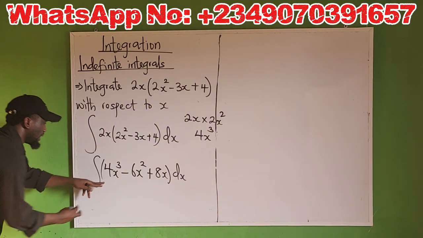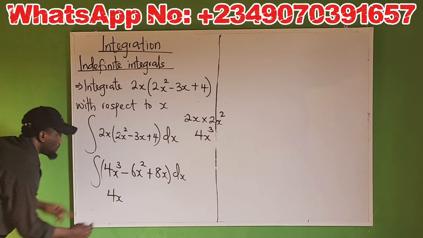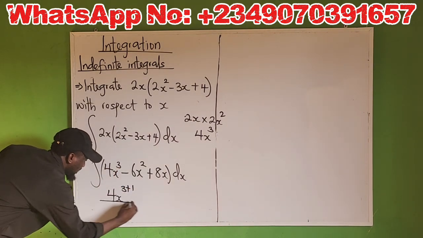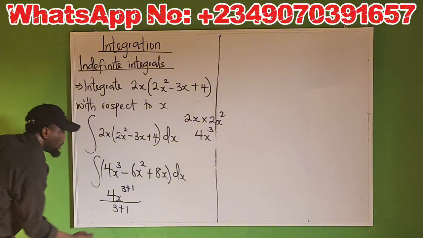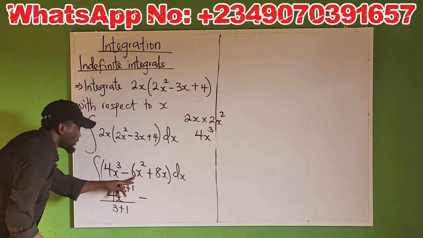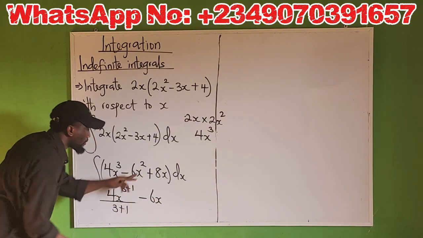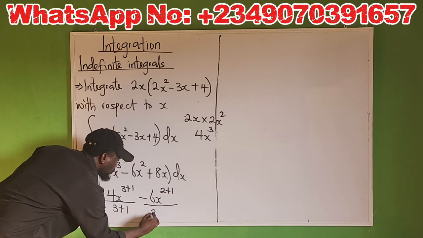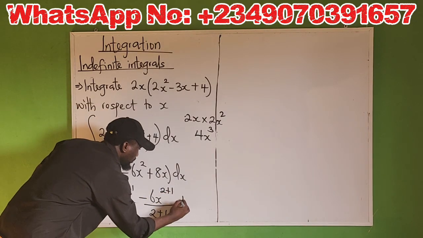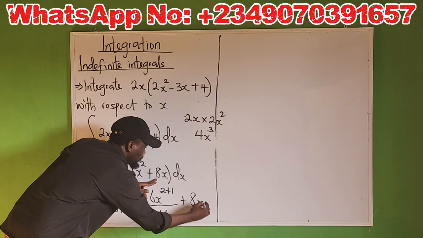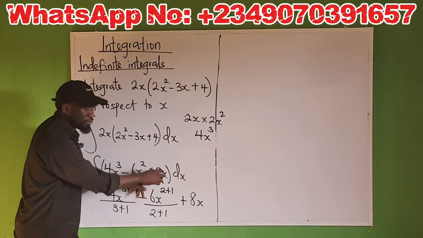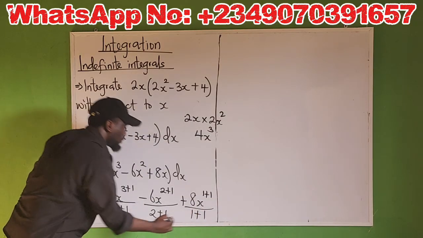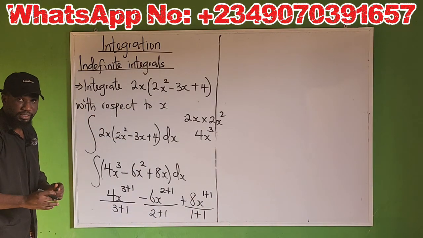So for this now, that will give us 4x to the power 3 plus 1, divided by 3 plus 1. Then minus, this will give us 6x to the power 2 plus 1 divided by 2 plus 1. Then plus 8x. Do not forget that the index here is 1. That's 1 plus 1 divided by 1 plus 1. Are we getting it?